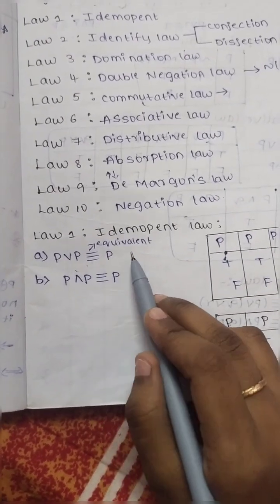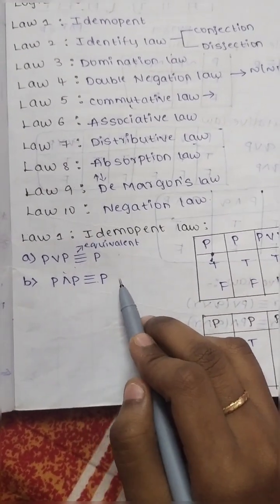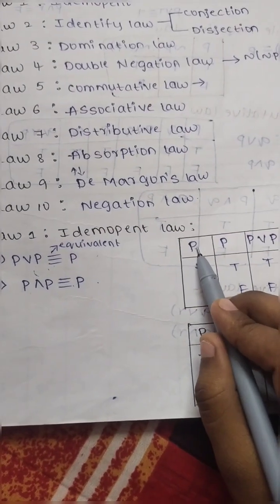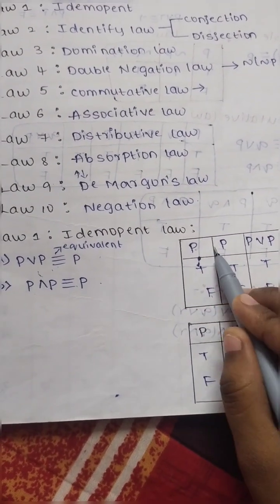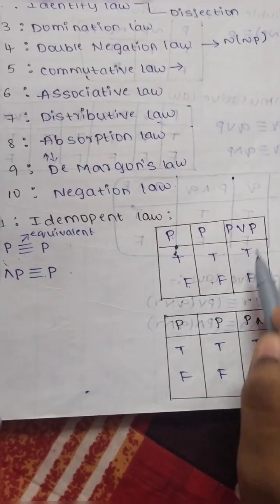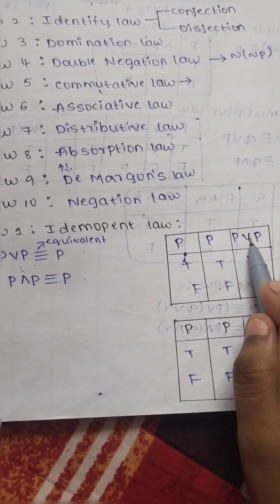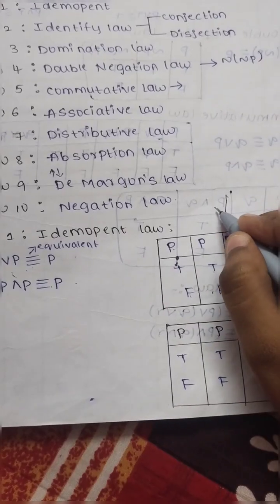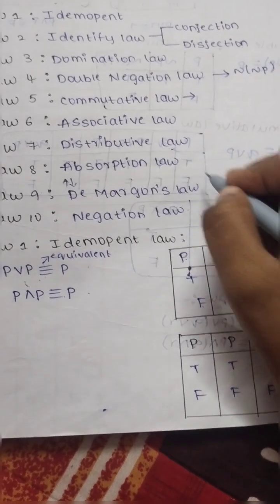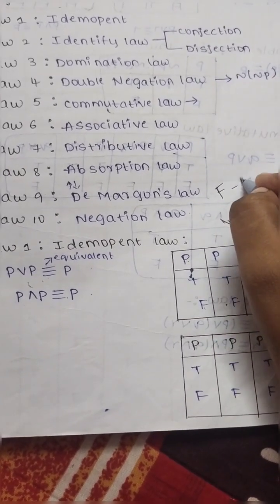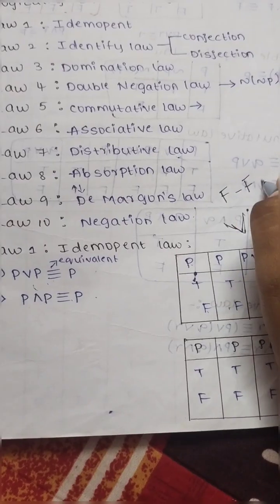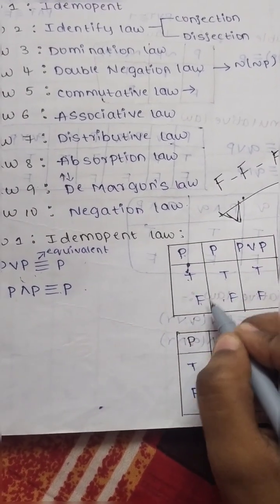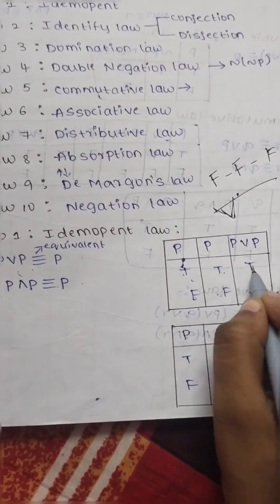P or P is equivalent to P, P and P is equivalent to P. So we have to solve this. So P true, false, same P true, false. So P or P, we are doing the OR operation. OR operation means when false, false gives false, remaining all true. Here false, false means false, remaining all true.